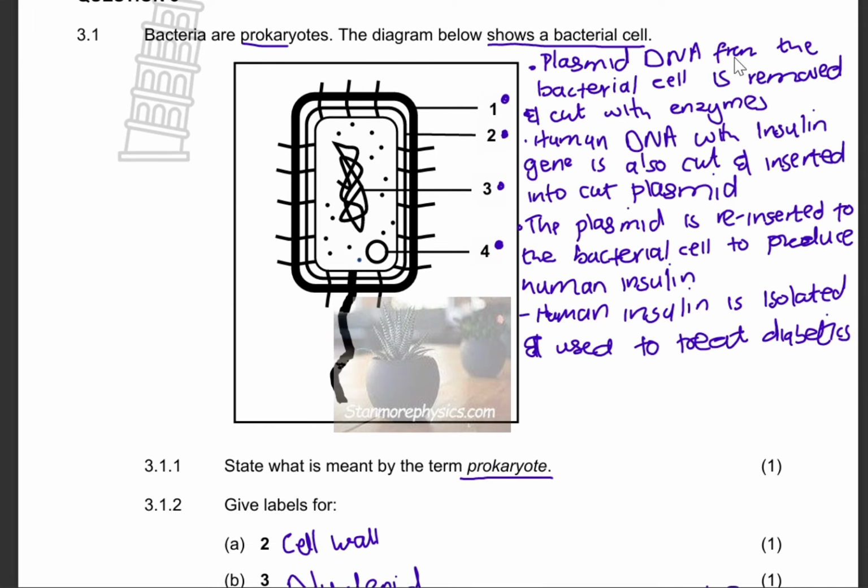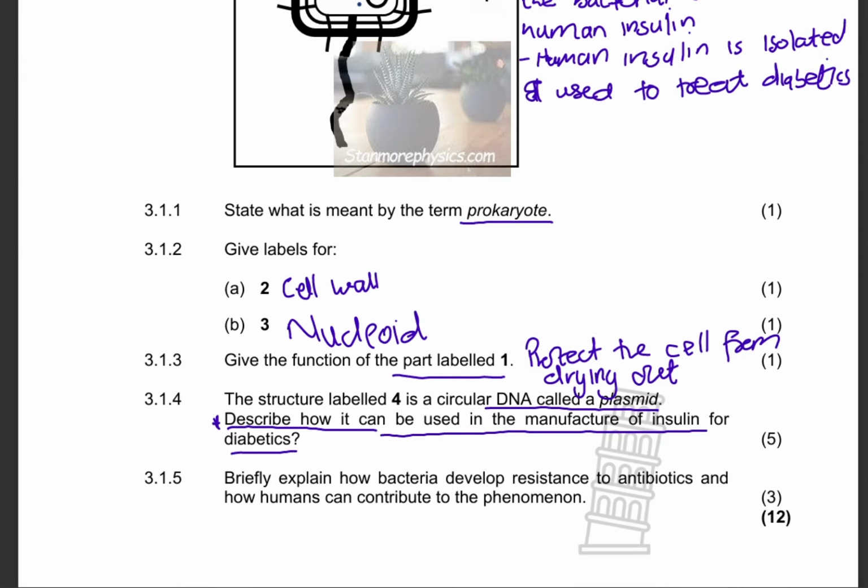Here's the answer, guys. Plasmid DNA from the bacterial cell will be removed and cut with enzymes. Then also the human DNA with the insulin gene is also cut and inserted into the cut plasmid. The plasmid is then reinserted into the bacterial cell to produce human insulin. Then the human insulin is isolated and used to treat diabetics. That's the answer.